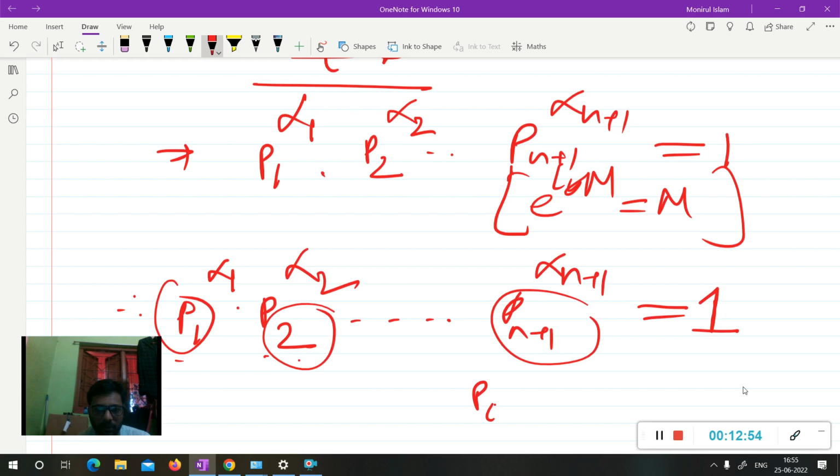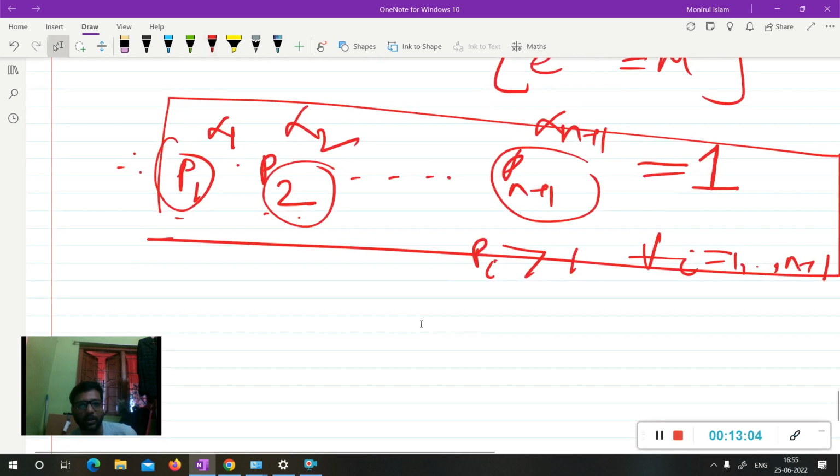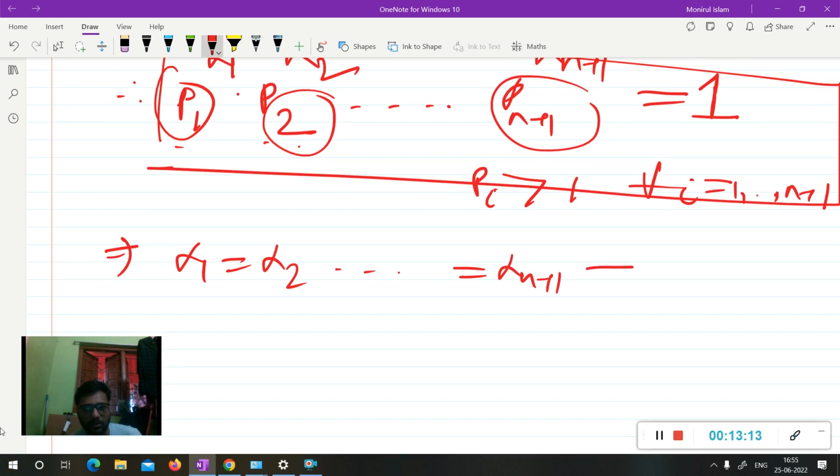So we all know each prime is greater than 1 for all i equal to 1 to n plus 1. But their product with these exponents gives 1. When is it possible? It is possible only when the exponents are 0. Only in one case the exponents would be 0: alpha n plus 1 would be 0.